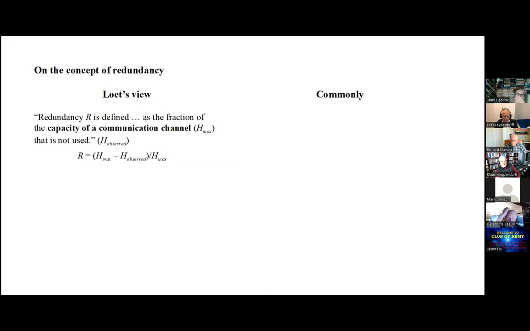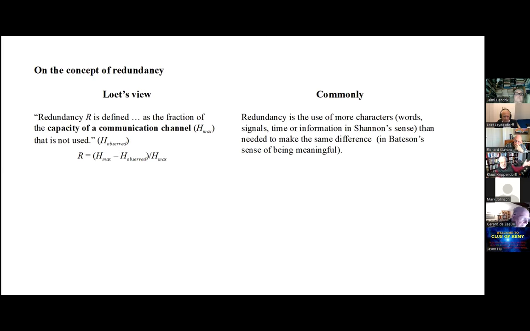Could we go to the next one? Okay. Then the next question is Loet's notion of redundancy. He defines it as, in fact, the capacity of a communication channel: how much it could transmit, how much variety is there, and how much is actually used. But in the normal sense, redundancy is the use of more characters, more words, more signals, more time, and so on, than necessary to transmit something. So in Bateson's sense, it must be meaningful. And then go on.